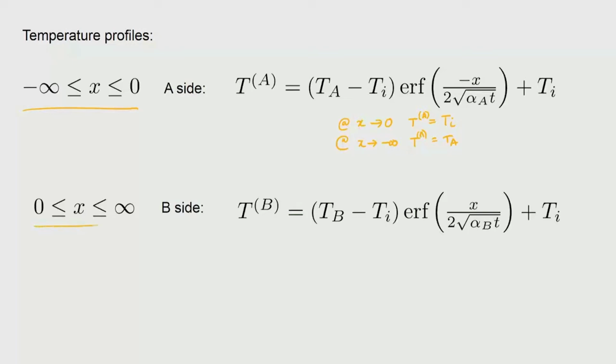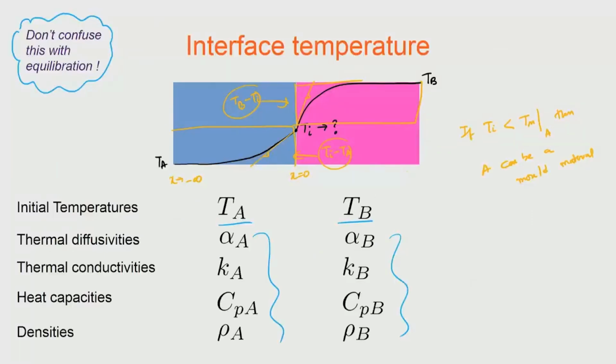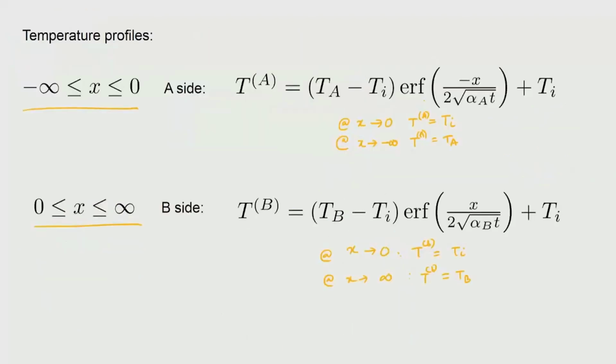Now, we look at the other side of the domain. As x goes to 0, the temperature on the B side is Ti, and as x goes to infinity, the temperature on the B side is basically Tb. You could see that this is 1, so Ti cancels, it is Tb. So, you can immediately see that it is the same situation: at x equal to 0, it is Ti, and at x equal to infinity, it is Tb. So, these two solutions are valid. We can then use them to analyze what would be the Ti.